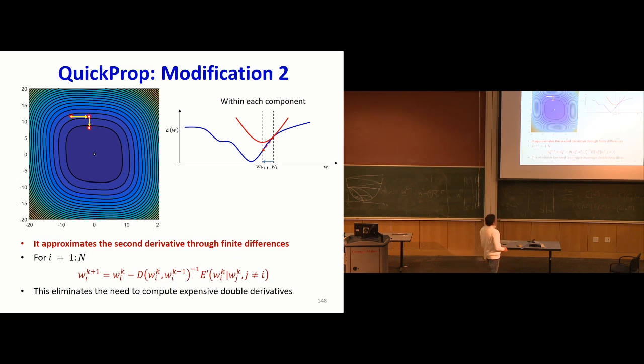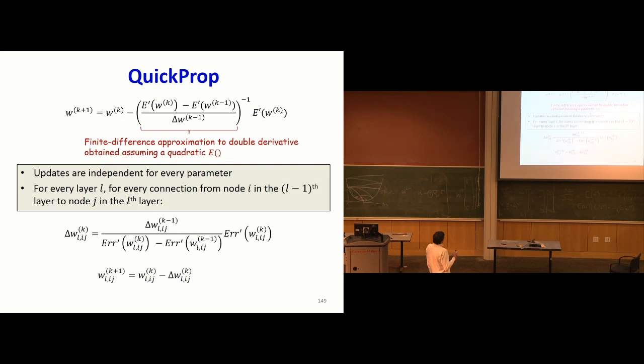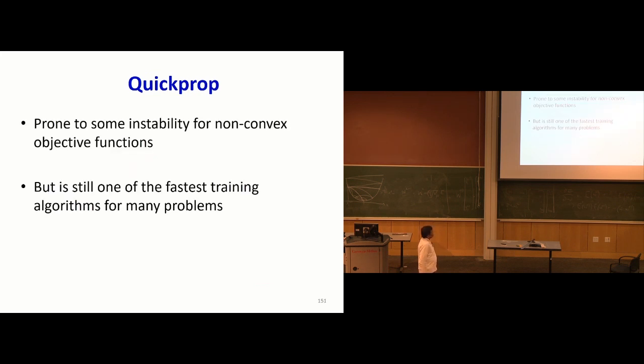It approximates the second derivative through finite differences. What was the derivative at the previous step minus what is the derivative at the current step? That difference gives me an estimate of the second derivative. So here is the update rule for QuickProp. This too, I won't actually go through it. This is the finite difference approximation for the second derivative. And so this just looks like Newton's rule. It's done independently for each component. And this, too, is a very effective and efficient algorithm. QuickProp has some instability for non-convex objective functions, but it's still one of the fastest training algorithms for many problems.